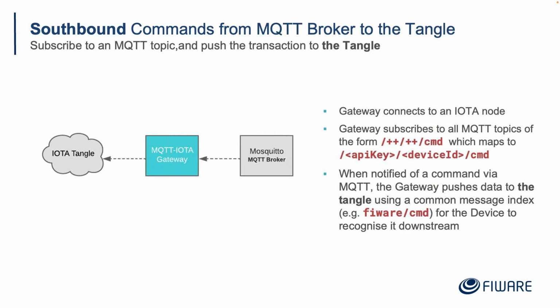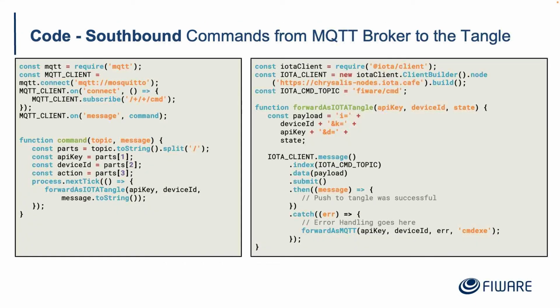For commands, once again the gateway needs to be a proxy for pushing stuff back onto the Tangle, but it needs to listen for notifications from the broker and then push forward as necessary. Very similar to the elements beforehand, in that we're listening to all this plus command elements, and then we are extracting the data and pushing that to the IOTA Tangle in the appropriate format.